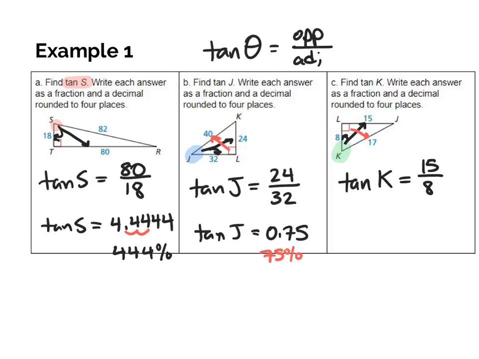So in this case, the tangent of K is going to equal 1.875. So you can think of that as 187% if I were to move that decimal place over. Okay, so it's kind of the same idea, but again, our decimals are going to be a little bit different. So thinking of it as a percent is a little bit more challenging in this case for the tangent.